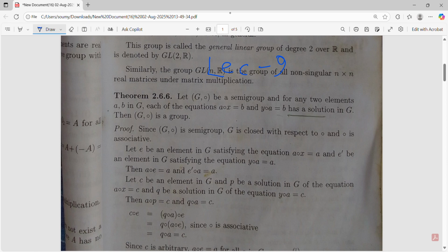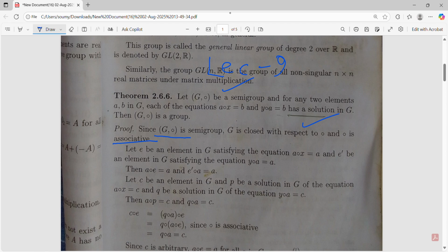So basically there are two things given. G under the binary operation is a semigroup, and the property of a quasigroup: A compose X equals B and Y compose A equals B, for any two elements A, B belonging to the set, has a solution. So first, from the statement we have, since G under the binary operation is a semigroup, G is closed with respect to the binary operation, and it is also associative.